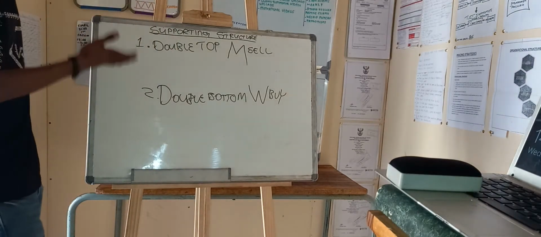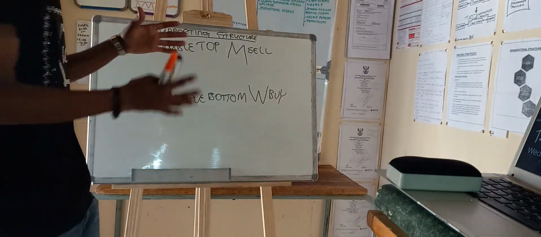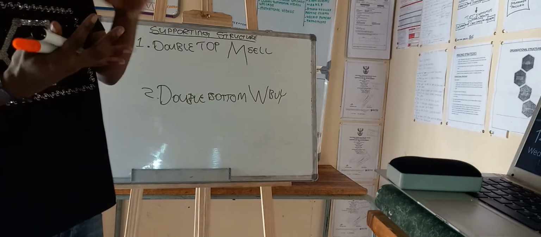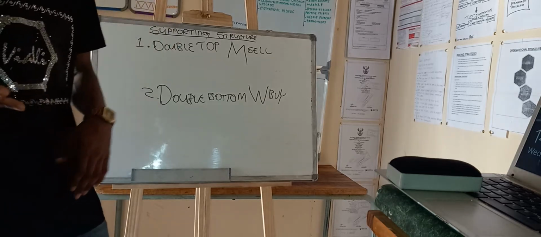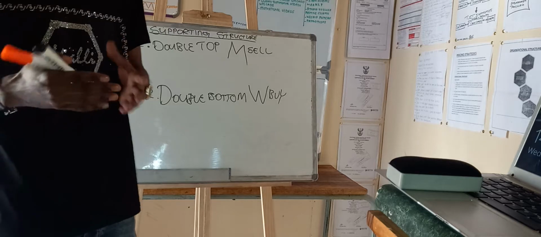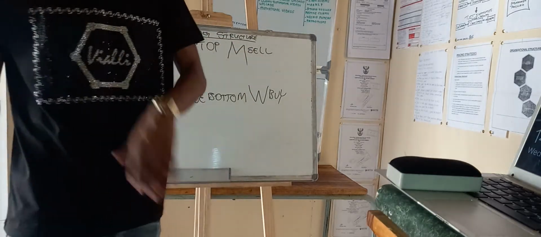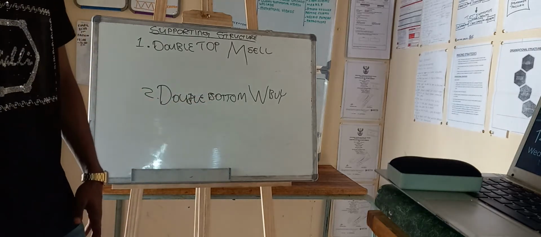Right? So, the double top is an M. It's a formation of an M. We call them patterns. You know, in the market, we have patterns. You have double top, you have double bottom, you have head and shoulders, you have inverse head and shoulders. There are so many, right? We also have the triple top, triple bottom. So there are so many patterns in the market.